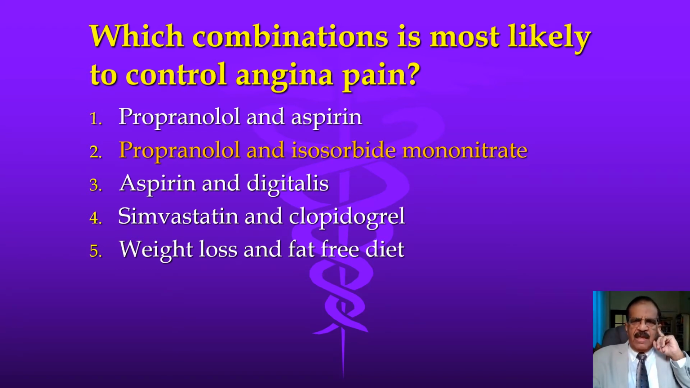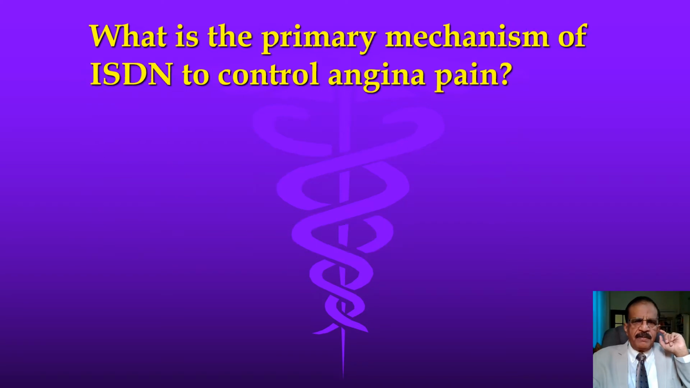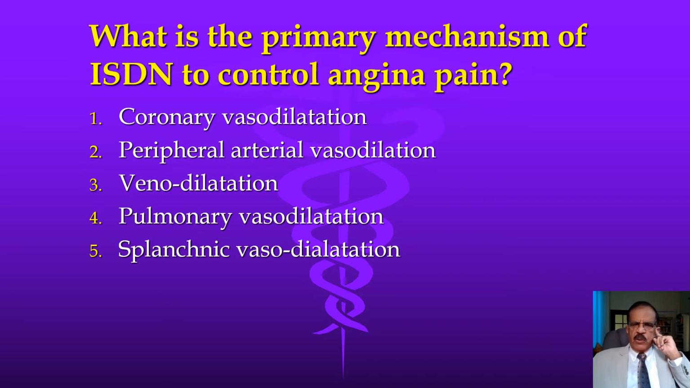So let's take the next quiz. What is the primary mechanism of action of isosorbide dinitrate to control angina pain? Here are the options: coronary vasodilatation, peripheral arterial vasodilatation, venodilatation, pulmonary vasodilatation, or splanchnic vasodilatation. Some of the options are actually quite superfluous, but I think you have to differentiate between coronary vasodilatation and venodilatation.